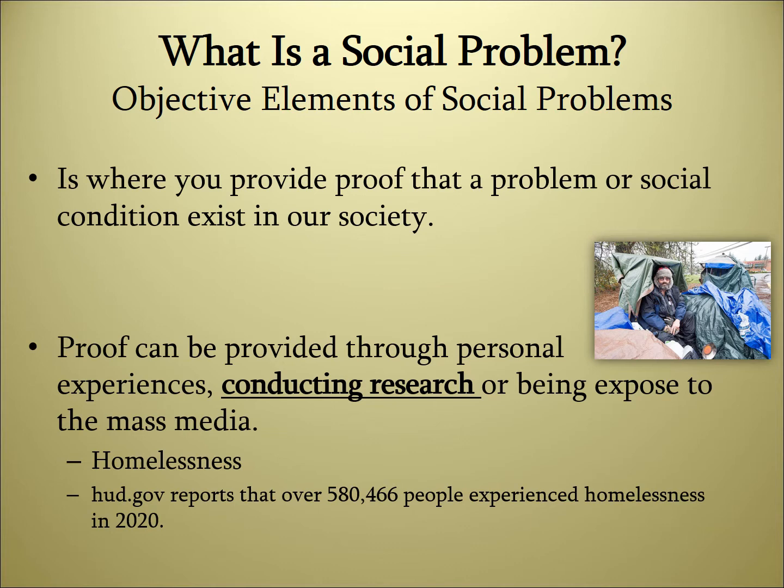If you were to do basic research on homelessness in this country, you would see, for example, that HUD, which is a government agency, reports that there were over 580,000 Americans that were homeless in 2020. So if your social problem is homelessness, you would show that there were more than 500,000 people in 2020 that were homeless. That is objective proof based on research. And so this is where research is important.